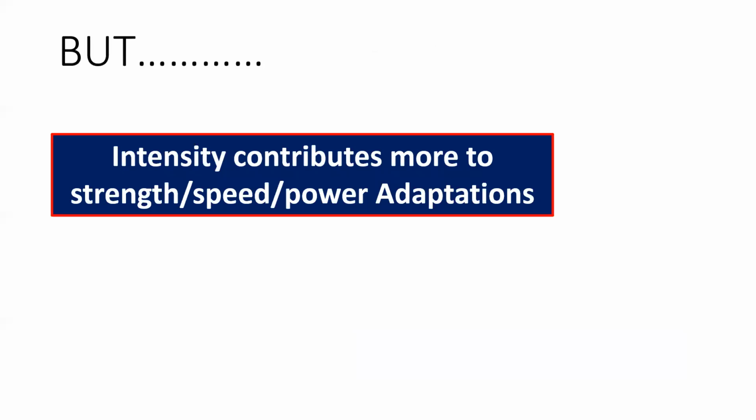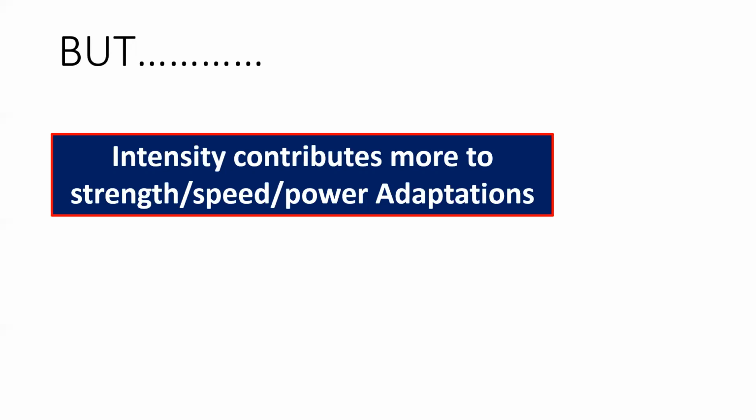But remember, intensity contributes more to strength, speed, and power adaptations. So if you prescribe your athlete 4 sets of 3 repetitions, that's associated with about 90% of 1 repetition maximum. So they should be pushing it at a 9 out of 10. They should feel like they can maybe do a 4th rep, and they're really pushing the load in that training. That's what they should be doing.